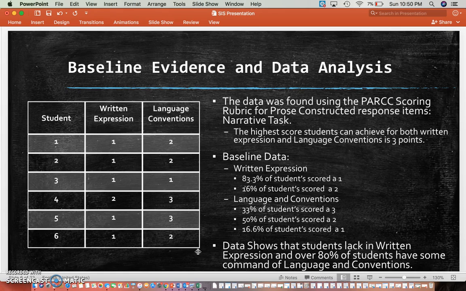Data shows that students lack in written expression, and over 80% of students have some command of language and conventions. So that's what I was talking about there when it came to the chart. This is the reason why I chose these specific students.